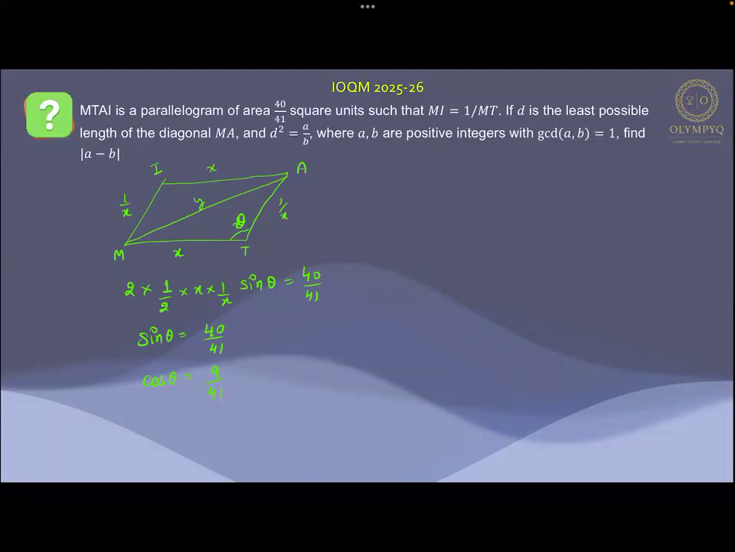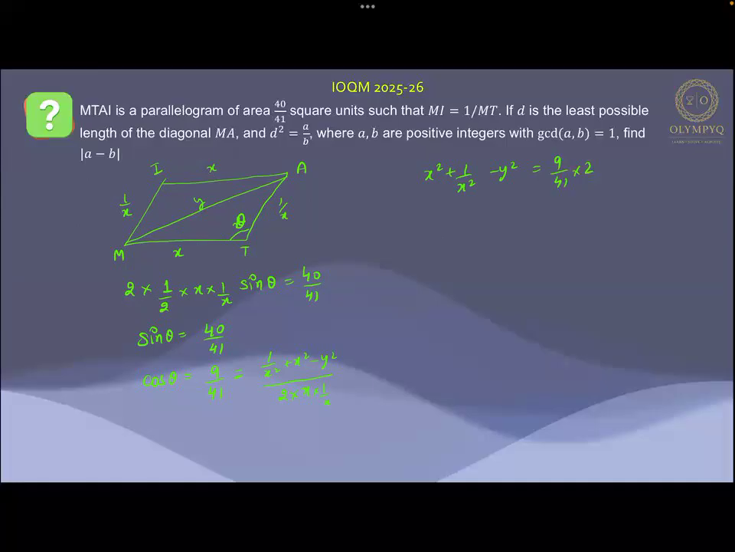Now, once we got cos theta, I can apply the cosine rule in triangle MTA. So that is going to be equal to 1 by x square plus x square minus y square divided by 2 times x into 1 by x. Now I got a relation between x and y. That relation will be that x square plus 1 by x square minus y square is going to be equal to 9 by 41 into 2.